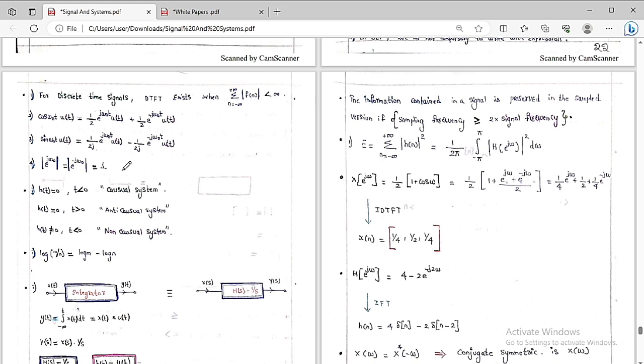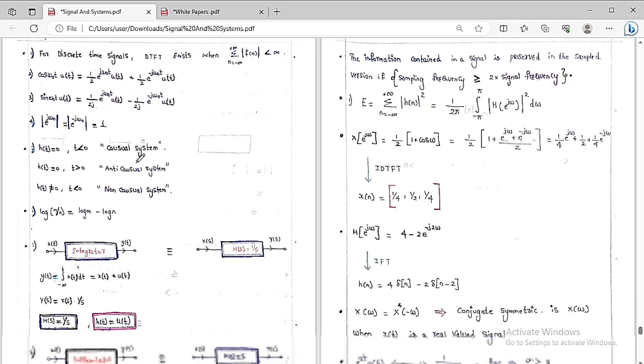Its amount is equal to 1, and e to the power of minus j theta is equal to cos theta minus j sin theta, and its amount is also equal to 1. So this is a very, very important thing.